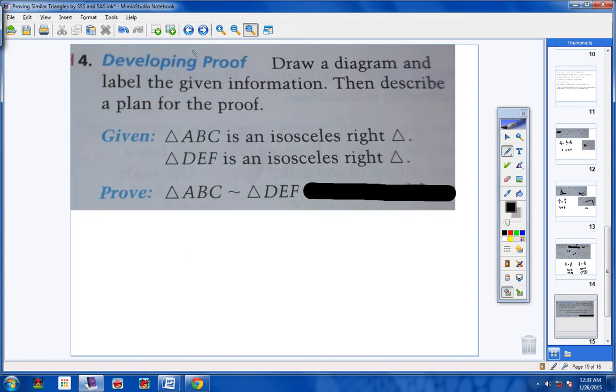Alright, moving on to number 4. Very quickly, they want us to simply develop a proof, okay? And this is so ridiculously easy. ABC is an isosceles right triangle. DEF is an isosceles right triangle. So it's right, and this side here is congruent to this side here. Then here's a bigger one. Right angle. This side here is congruent to this side here.